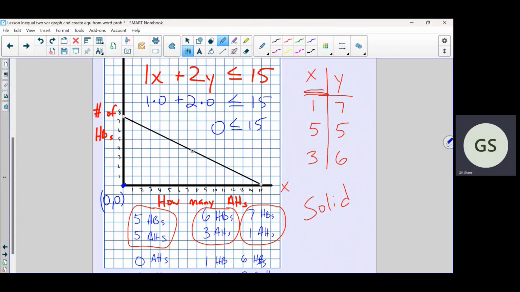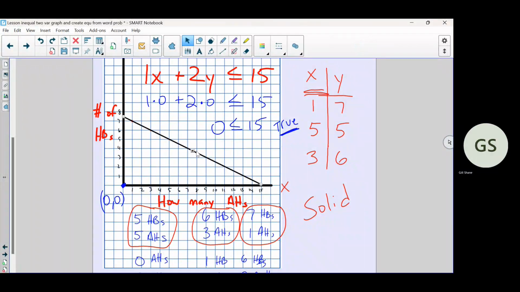Oh, I'll tell you this when we do the lesson on Friday. So is it true that 0 is less than or equal to 15? Is that a true statement? Yeah, sure. 0 is less than. It has to be one or the other, either equal to it or less than it. Yeah, that is true. Absolutely. So if we get a true value when we test that 0, 0 out, then that's the side we shade.